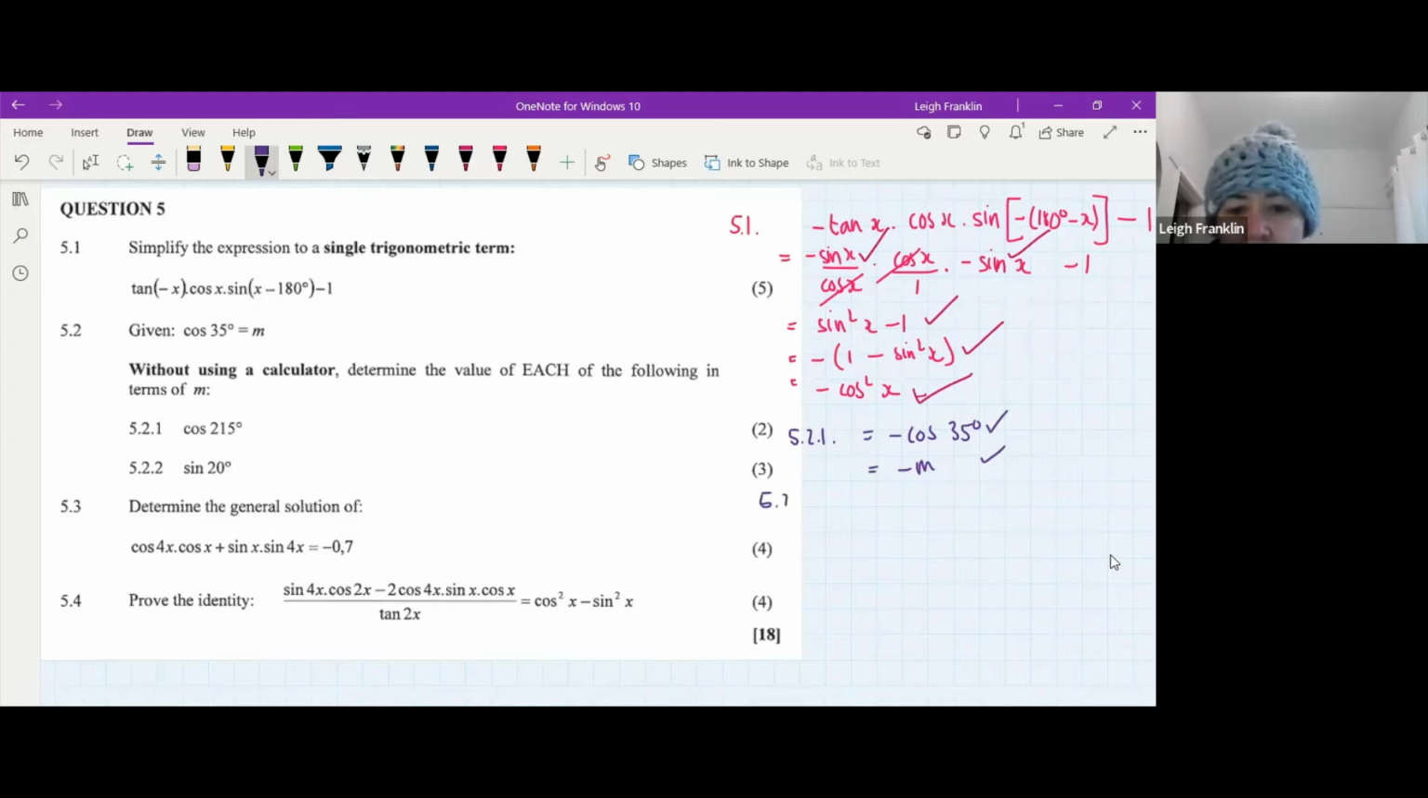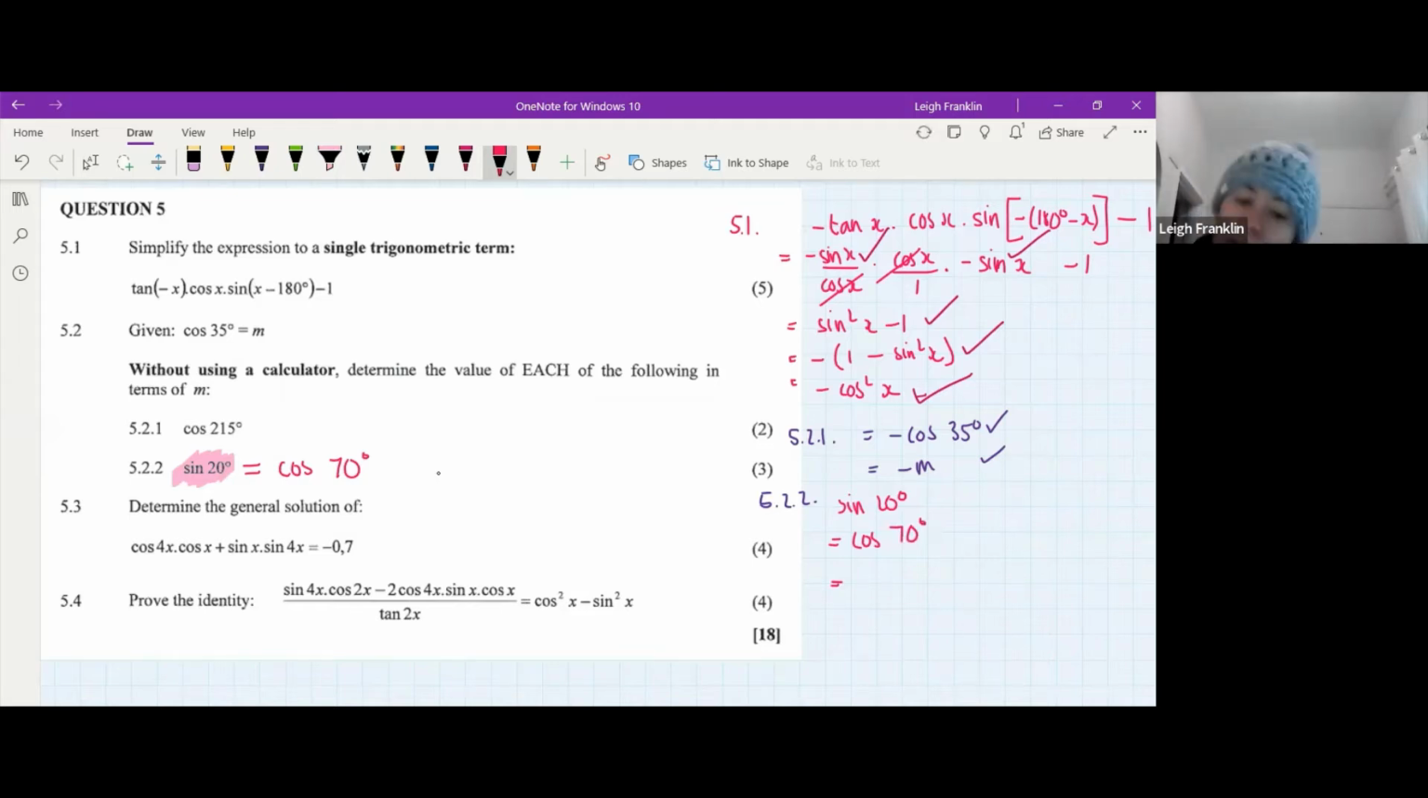Then 5.2.2, we're getting a little bit closer. The trick to this question is realizing that the sine of 20 can also be written as the cos of 70. Never forget about your cofunctions. All right, so the sine of 20 can be written as the cos of 70, and of course, 70 is 2 times 35. So what I would do here is say that sine 20 is cos 70.